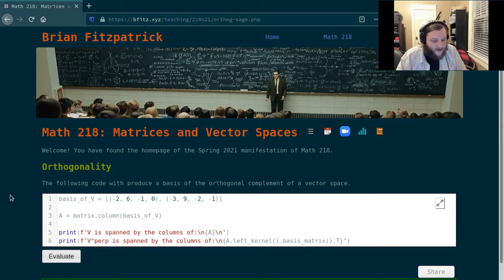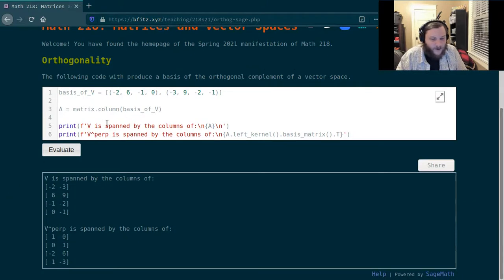So if I click evaluate here, there's two print statements. One tells me what I've input. So this is telling me that the vector space V I'm studying is spanned by the columns of this 4x2 matrix, which makes sense because I input two vectors with 4 coordinates as my basis of V. And then what this is saying is that V perp, so the orthogonal complement of V, is spanned by the columns of this new matrix.